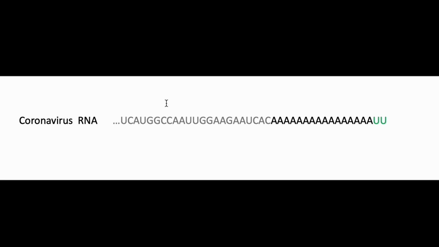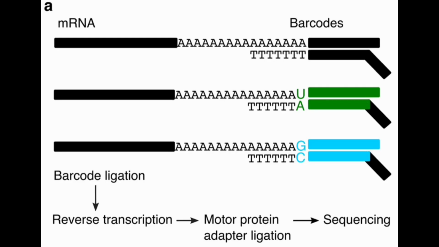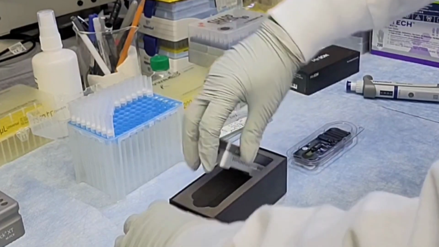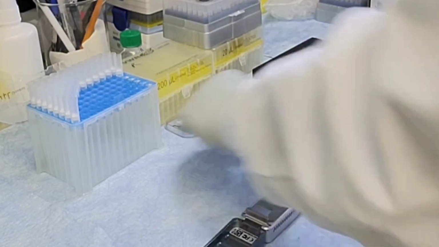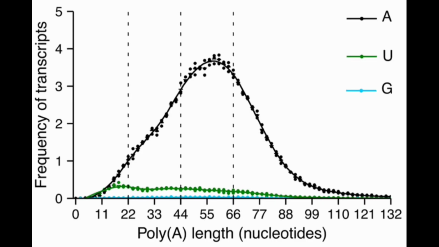In this study, we aim to understand if coronaviruses exhibit polyA terminal additions like uridylation or guanylation. We developed a splint ligation protocol compatible with nanopore sequencing to simultaneously determine polyA tail length and the presence of terminal modification. We discovered that terminal uridylation is a prevalent modification in coronavirus RNA.